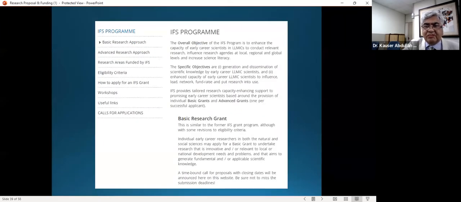And it says that basic research grants are also available. This was the objective: generation and dissemination of scientific knowledge by early career scientists in developing countries, and enhancing the capacity of early career scientists to influence the narrative. So it is for all areas, so I would request you to please consider it and try to find funding for your own research.